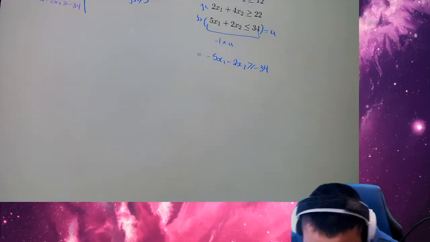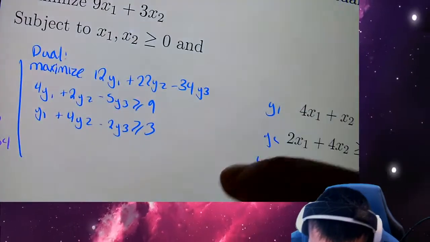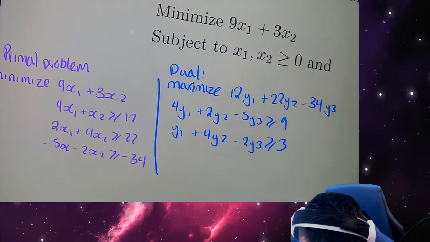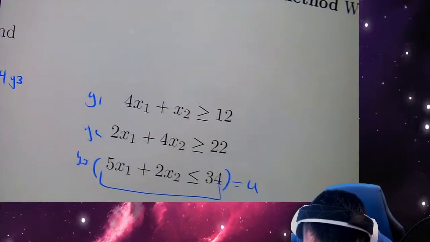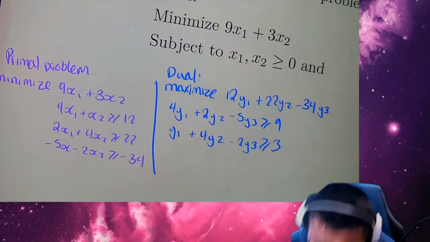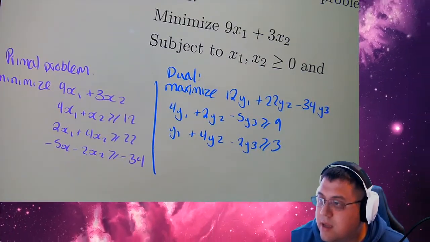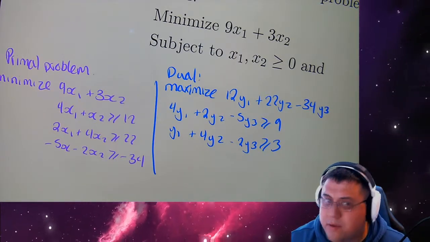Okay, so we have this dual problem, and it wants us to maximize this and minimize this, right? Solve the following LP problem using the dual simplex method without artificial variables. So I don't quite know what the dual simplex method is.